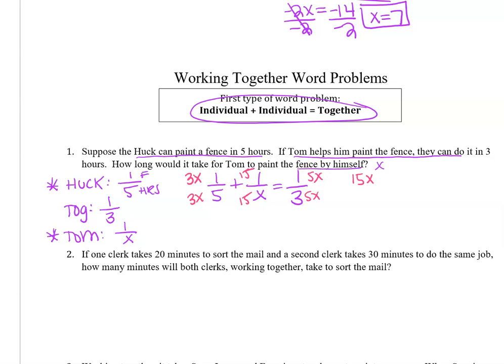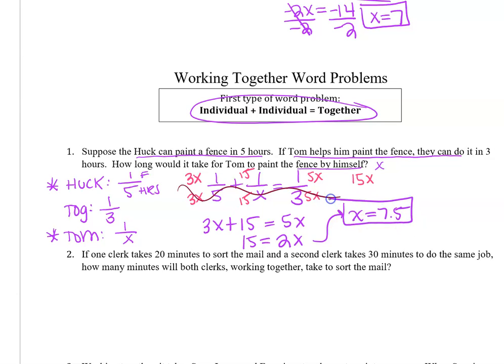When the problem equates, drop the base. So I got 3x plus 15 equals 5x. And so x would equal 7.5. So I'll stop right there. That's your crash course in Unit 3.